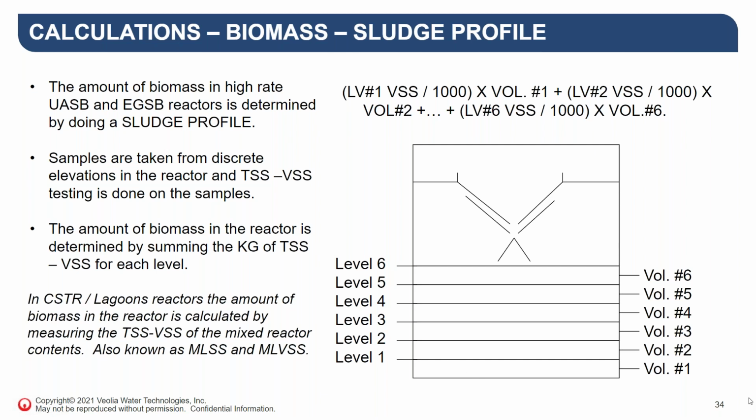And a CSTR or lagoon type system is really just a mixed liquor suspended solids measurement of the mixture in the digesters, in the anaerobic reactors, CSTR or lagoons. And why is that important? Because remember, we're going to use this biomass number to calculate the F to M ratio, the food to mass ratio. And the more mass you have in there allows you to treat more food. So that's important. And let's go to the next slide.